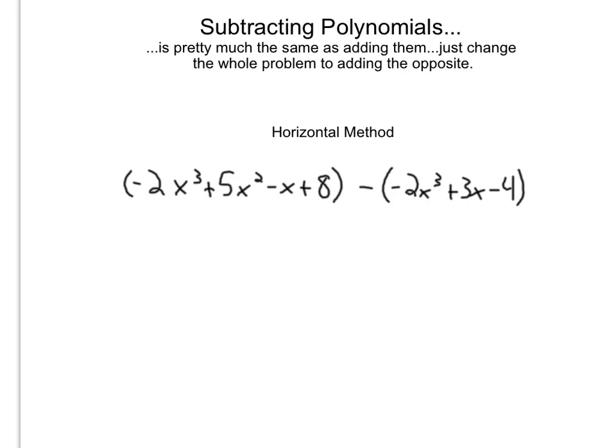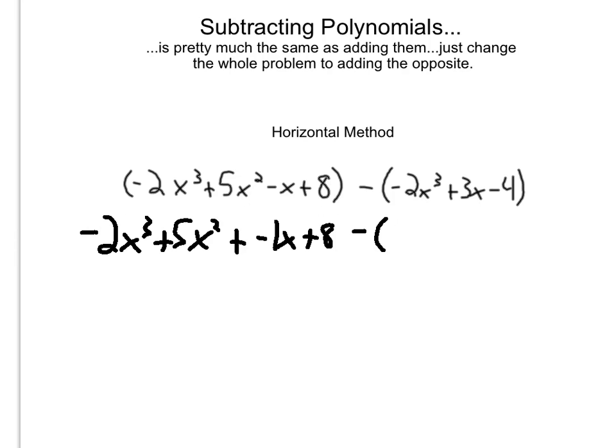it is. Okay, so this first one, we're just going to leave. Plus, we'll put negative 1x plus 8. Okay? Now the second one, we're going to do minus, and we've got negative 2x cubed plus 3x plus negative 4. Okay? So basically, all I did here, by the way, was change addition to subtraction inside the parentheses.